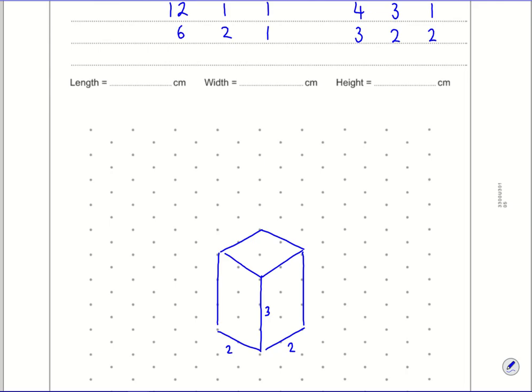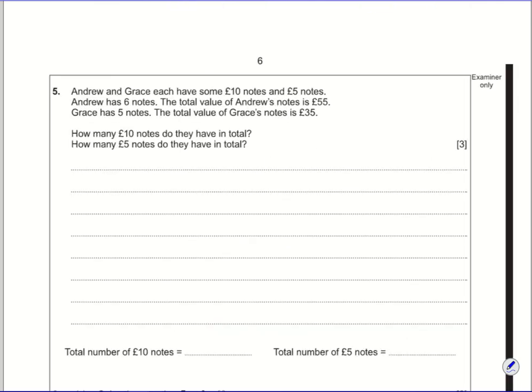And then we're on to our next question, if the board will let me. So we've got to work out with some money now, how many notes each person has got here. They've only got 10s and 5s. Andrew's got 6 notes, and that's £55. So the only way you can do that is to go 10, 10, 10, and then 10, 10, 5.